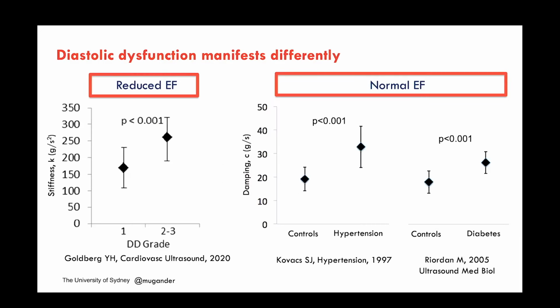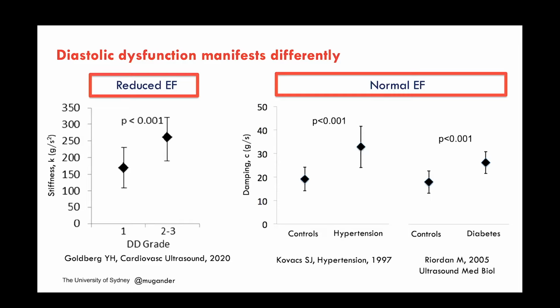Well, it turns out that when we do these kind of measures of the E waves by echo Doppler, to glean these mechanistic properties, for example, on the left-hand side, in reduced ejection fraction, the patients that have diastolic dysfunction, here grade 2 or 3, they have increased stiffness as the primary driver of their diastolic dysfunction. By comparison, in patients with normal EF, but that have, for example, hypertension or diabetes, it is the increased damping that is driving their diastolic dysfunction.